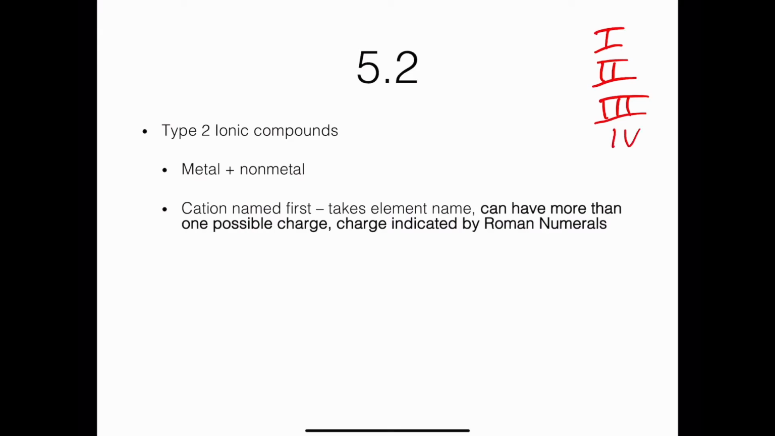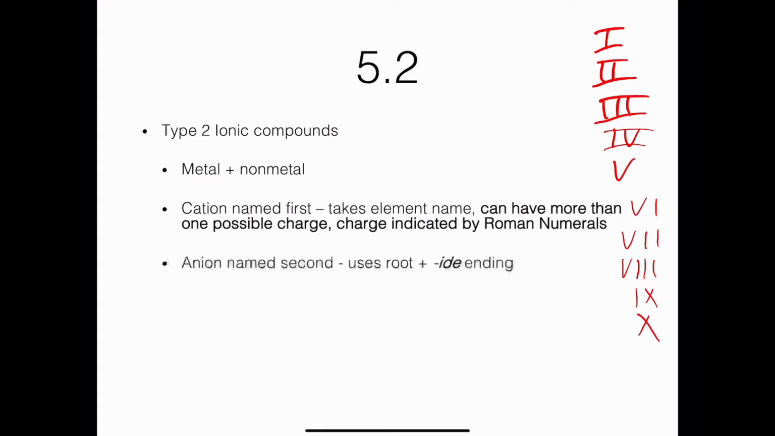Number 4 is IV, 5 is V, and you can put the lines on the top and the bottom, or you can just leave them off. Either is fine. VI, VII, VIII, IX, and X. So remember, those are our Roman numerals.